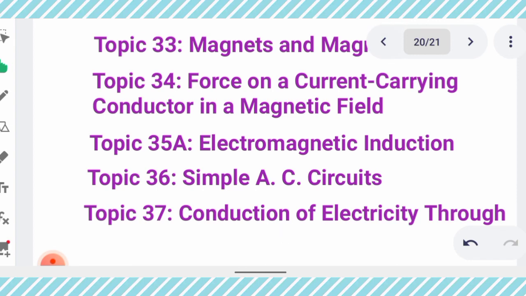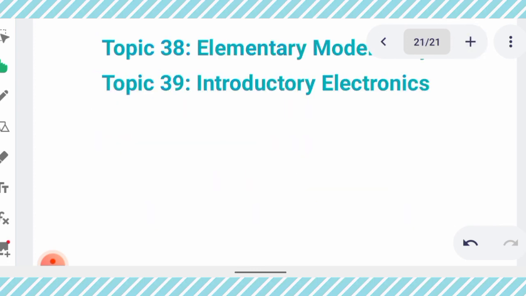Then here is conduction of electricity through conducting materials. So you just have to study them. Or you can see conduction of electricity through gases is very simple. Then here we have elementary modern physics where the person known as Albert Einstein brought one formula here which is E equal to mc squared, and so many of them. You just have to study them. Then introductory electronics, they are very, very simple. So this is your 2023 physics JAMB syllabus and things you need to know.